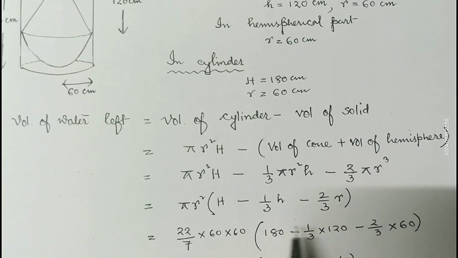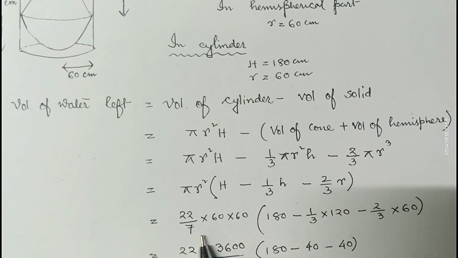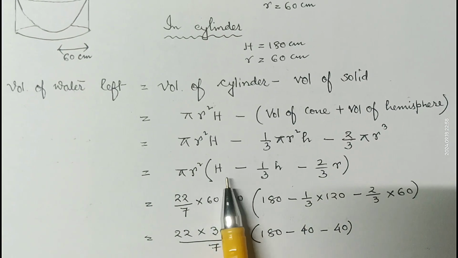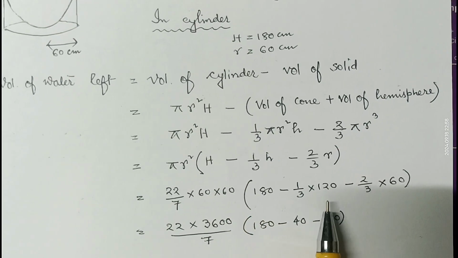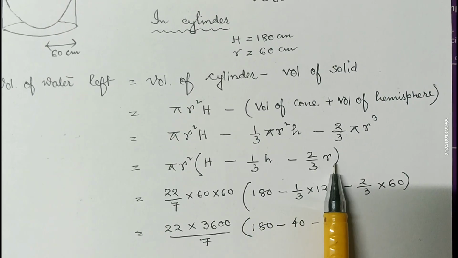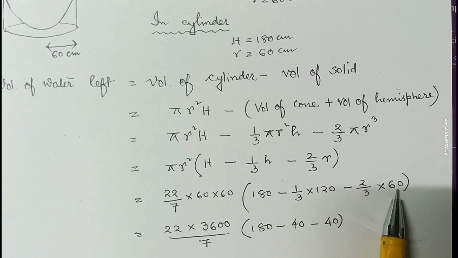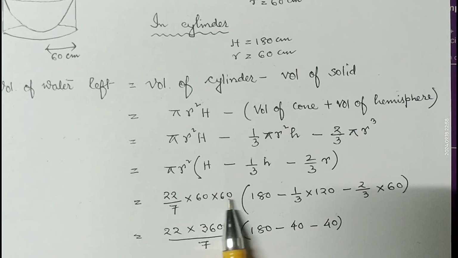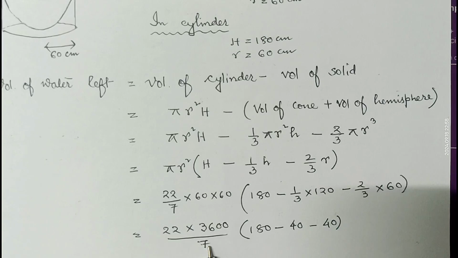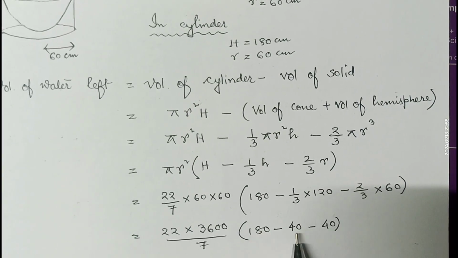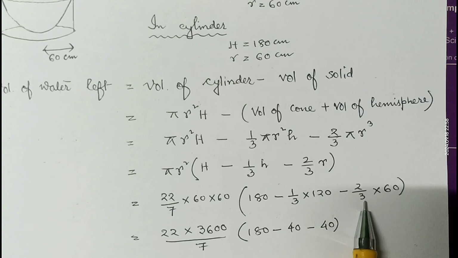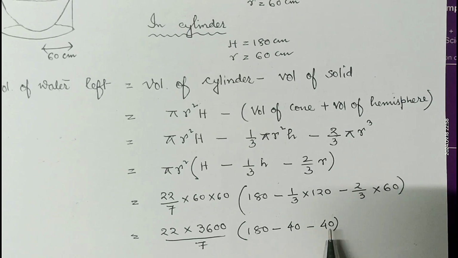Then we are left with h minus 1/3 of h minus 2/3 of r. Now pi is 22 by 7 into 60 into 60, h is 180 minus 1/3 of h, that is 1/3 of 120, minus 2/3 of r, that is 2/3 of 60. So 22, 60 into 60, 3600 by 7, 180 minus 120 divided by 3 will be 40, 60 divided by 3 will be 20, 20 into 2 is 40.